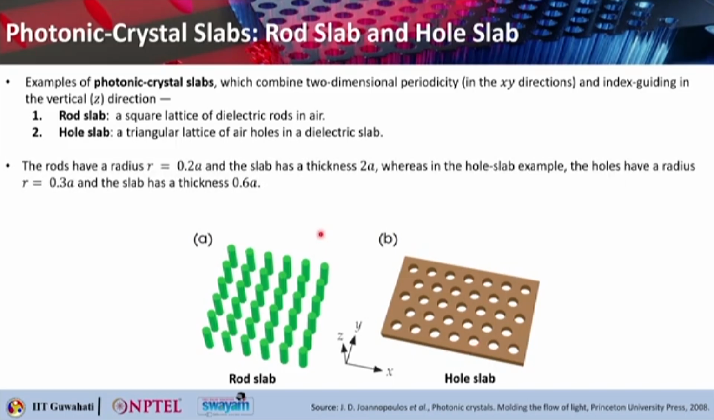So what are the dimensions typically? You can see that these rods have radius r, which is 0.2a, where a is the periodicity, or lattice period, and the slab thickness will be 2a in this case. Whereas for the hole slab example, the holes which are drilled have a radius of 0.3a, and the overall thickness of the slab can be just 0.6a. That way you can make a much thinner device based on the hole slab.